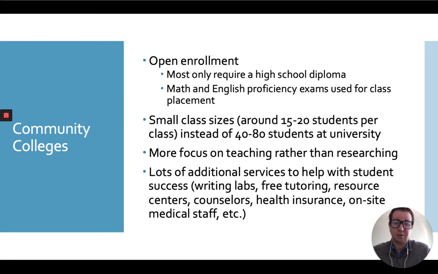These classes are usually much smaller as well. So in addition to being cheaper, they're usually smaller. The average class size is going to be around 15 to 20 students per class, maybe even less if you're lucky. But at universities, it's going to go very quickly to 40 or even up to 80 students or more, depending on what university and what class it is.